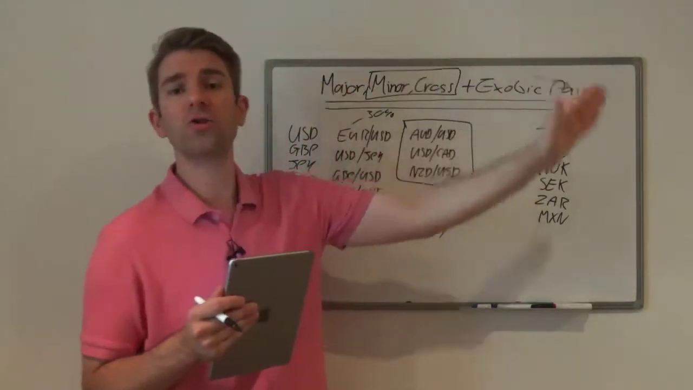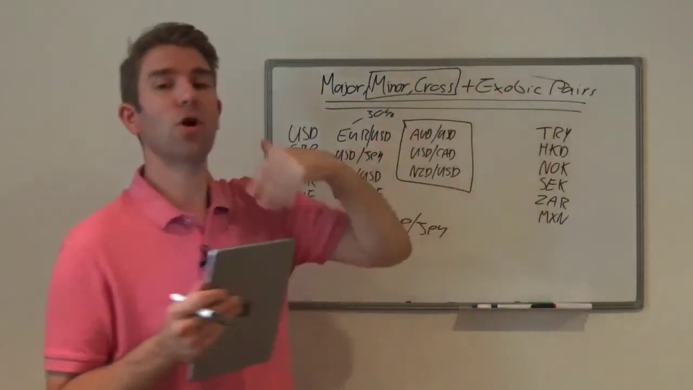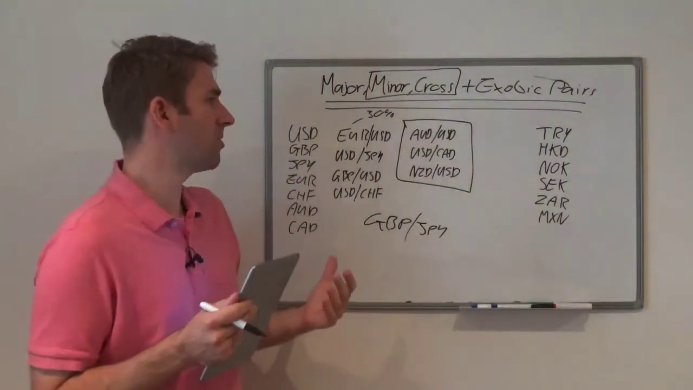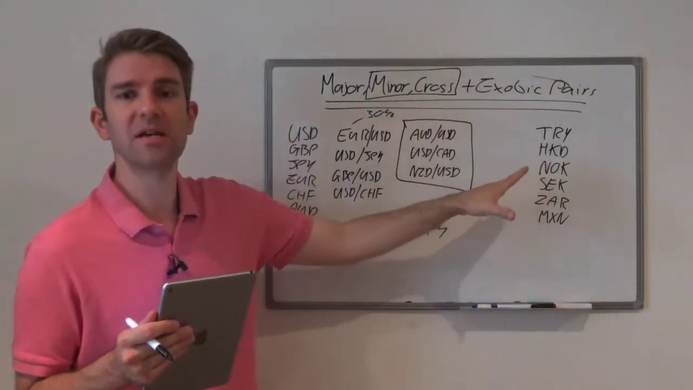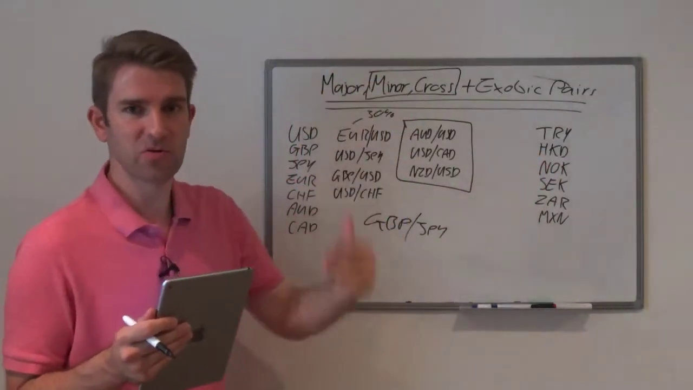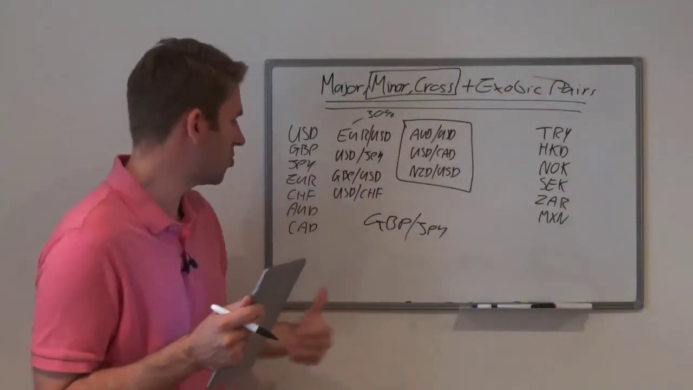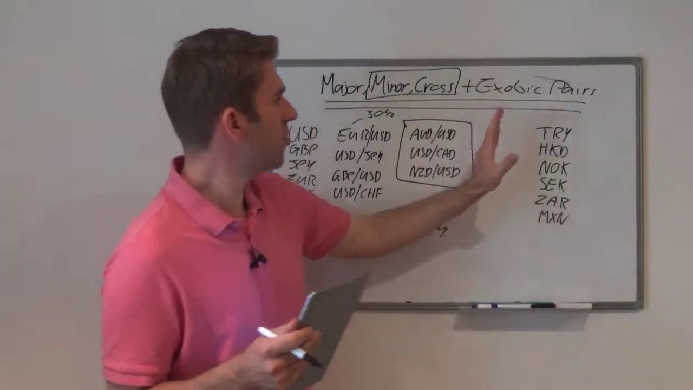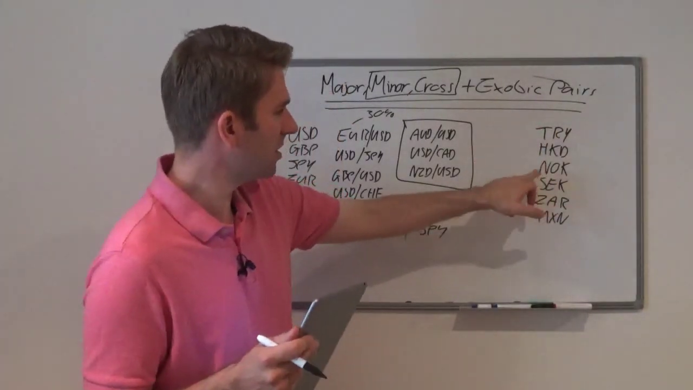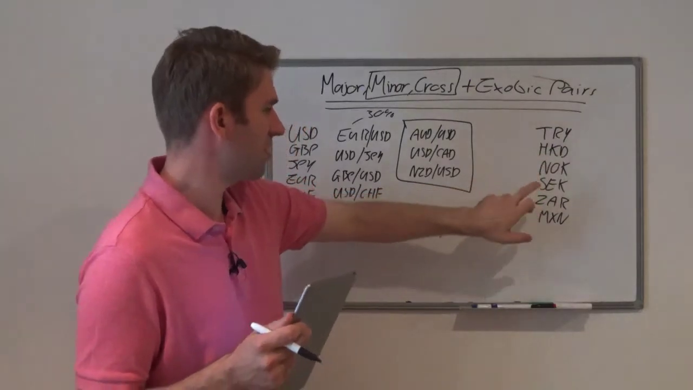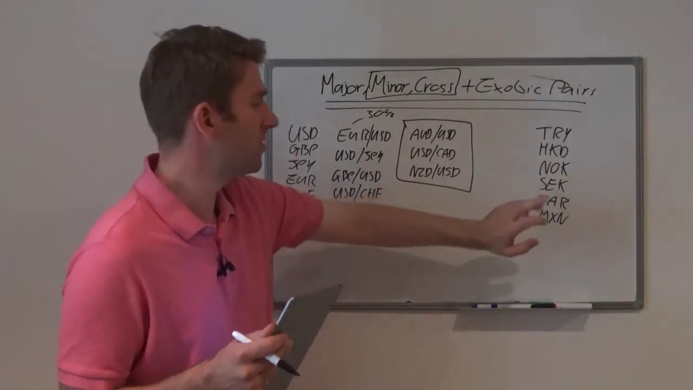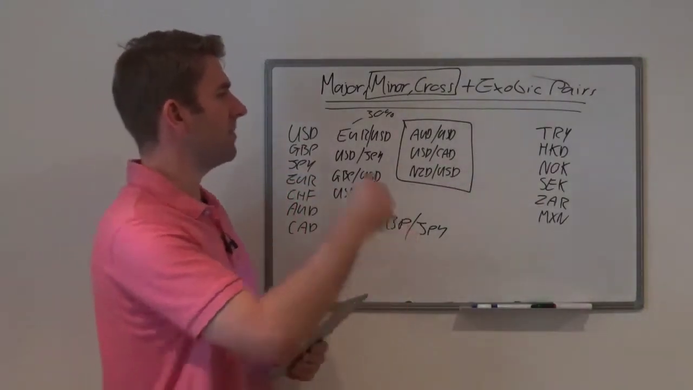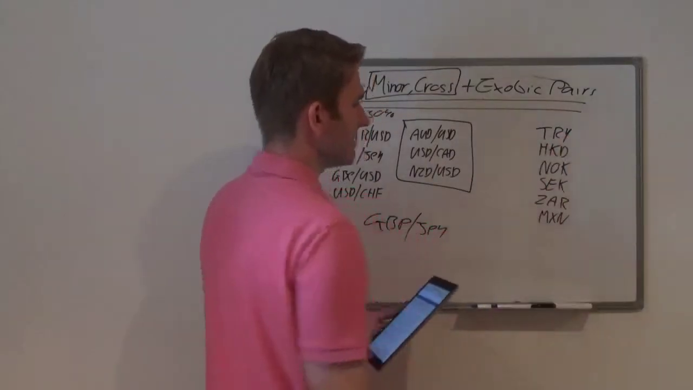There are loads of exotic pairs, and they literally cover, if you look on a global perspective, the economies that aren't as strong as some of the bigger ones. Now, obviously, there's some strong economies here, but when you're ranking them in scales of United States, Japan, Britain, Europe, all that kind of stuff, then these are further down the scale. So you have Turkish lira, Hong Kong dollar, Norwegian krona, Swedish krona, South African rand, Mexican peso. You've got other things, Polish zloty, all sorts of stuff. So the exotic pairs are going to be pairing these against the US dollar.